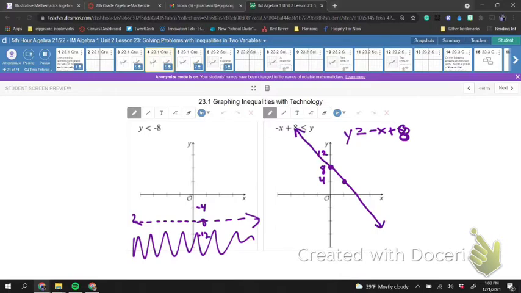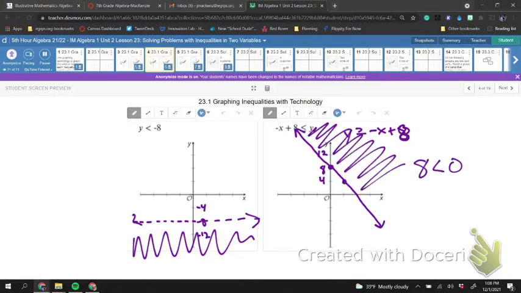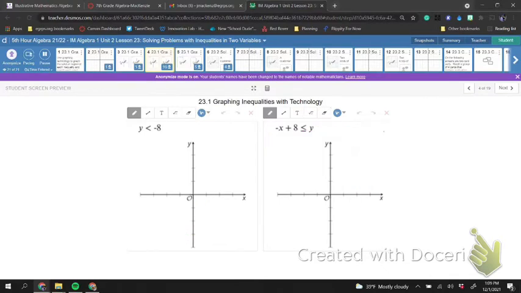Let's test the origin. If I get the origin in there, I get 8 is less than 0. Is that true? That is not correct. So the side without the origin needs to be the side that is shaded. Cool. Let's keep it going.